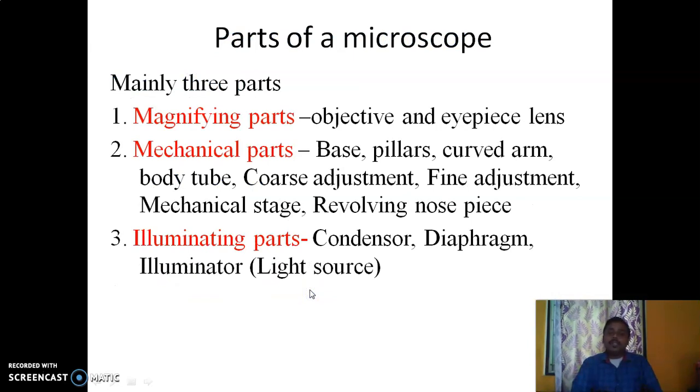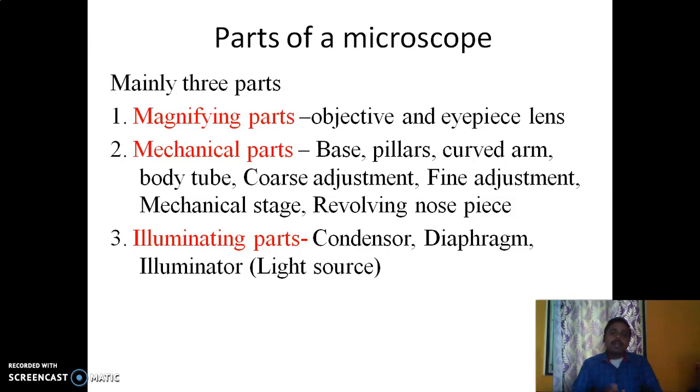Now we are going to see about the parts of a microscope. There are different parts available in a microscope, and it's going to be different from one microscope to another. But broadly we can classify these parts into three categories: magnifying parts, mechanical parts, and illuminating parts. So what are magnifying parts? We can see.